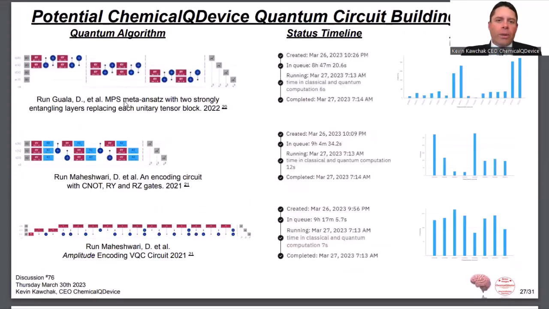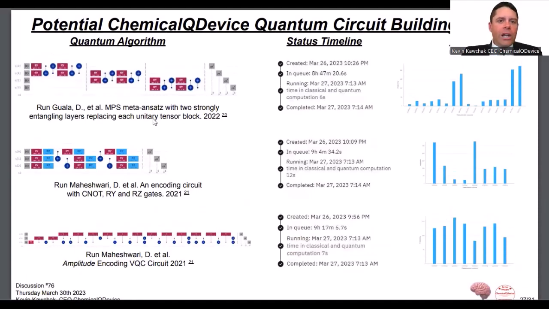And then some of the building blocks for this. This first one, MPS meta ansatz with two strongly entangling layers. Anytime you see strongly entangling layers, that's usually a sign that it's been optimized for that. Now the second one is by Daniel Maheshwari. This is an encoding circuit with CX, RY, and RZ. And I learn something every time, or not every time, but as you continue to learn these things, I'll learn different things from Qiskit.